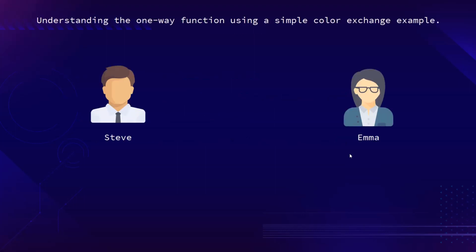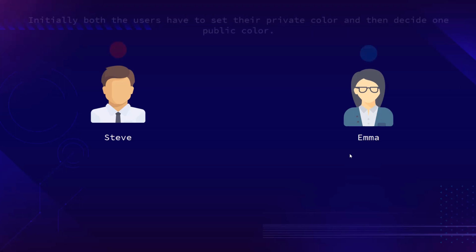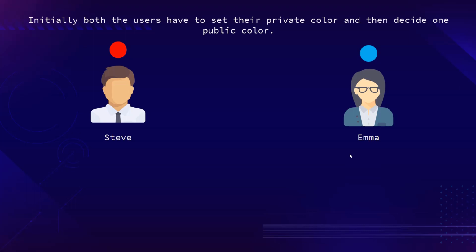Now to understand the Diffie-Hellman key exchange algorithm, we will see how one-way functioning works using a simple color exchange example. This will really help to understand the Diffie-Hellman key exchange algorithm. Let us assume Steve and Emma again. They have to select a private color of their own. Assume Steve selects red as a private color and Emma selects blue as a private color. Then both of them have to decide on one common public color. Let us assume they decide on yellow as the common public color. They decide this over the public channel, so even a hacker or interceptor can have access to this color.